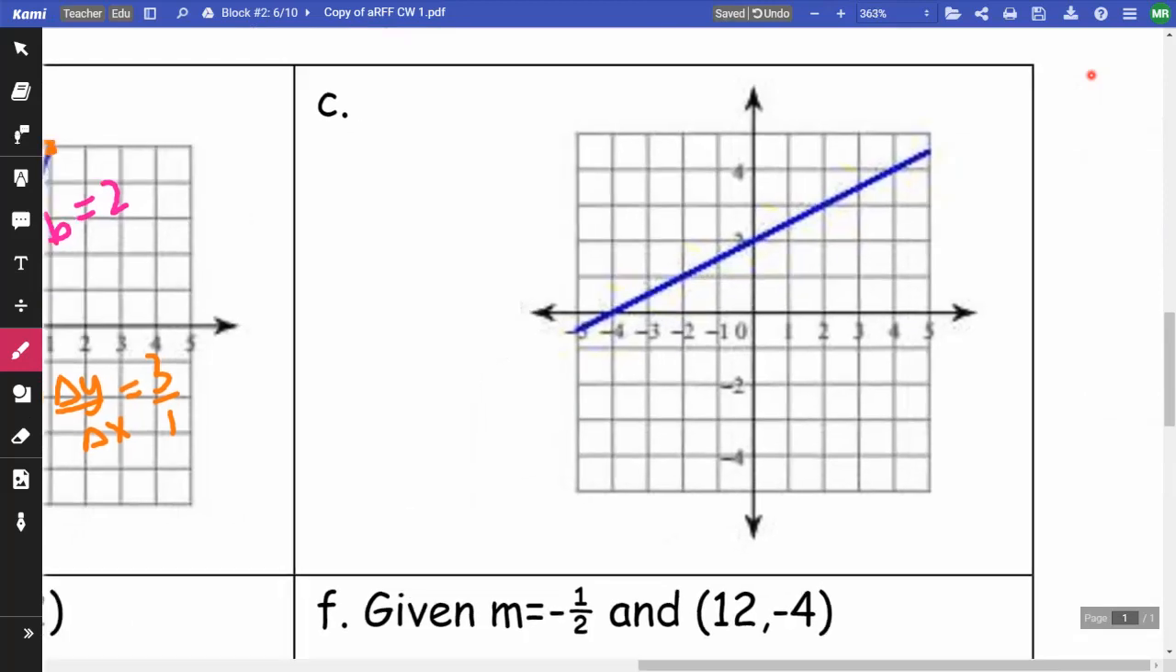On C, my y-intercept is 2, so that's going to be my b. And then I am moving, let's see, looks like here to here is nice. Up 1 over 2, up 1 over 2. And again, change of y over change of x is your slope. So 1 over 2. So my equation is going to be y equals 1 over 2x plus 2.